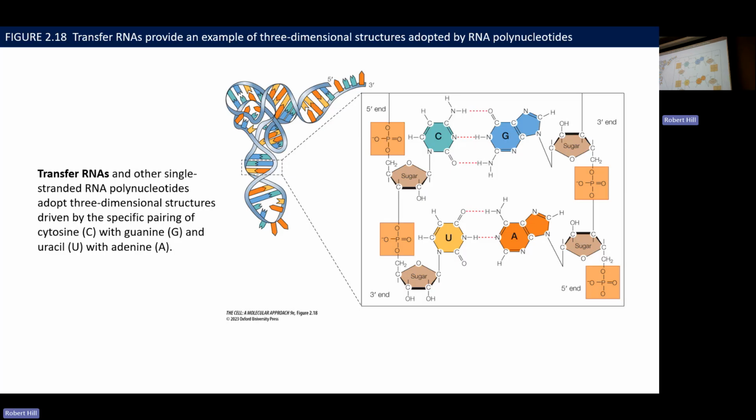This is a specific type of RNA called a tRNA or transfer RNA, which, as we'll see later on, is a very important molecule in guiding the production of proteins, right? So it's the tRNA which gets charged with an amino acid and comes into the ribosome to cause proteins to polymerize.